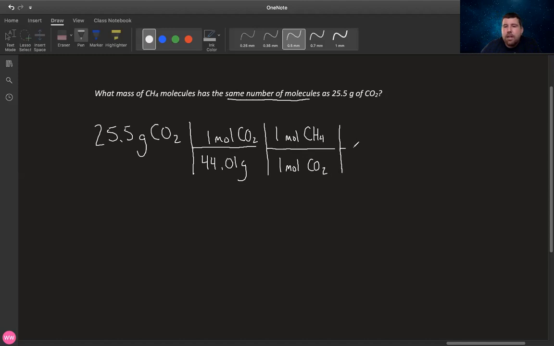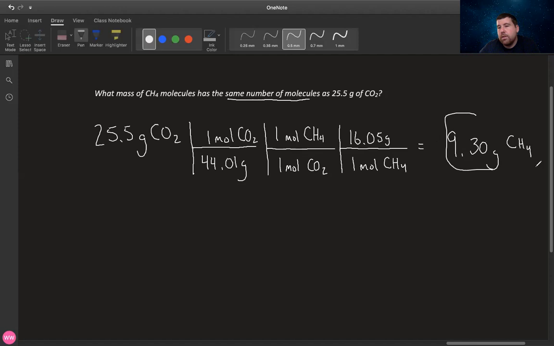Last but not least, I multiply out by the molar mass of CH4. So for every 1 mole of CH4, I know I have 16.05 grams. Multiply everything out and get 9.30 grams of CH4.